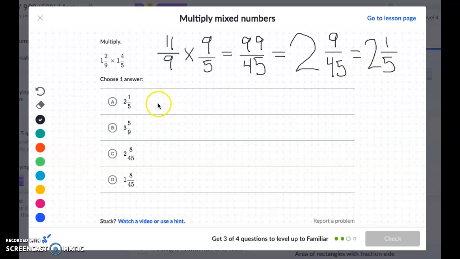So 2 1/5. Now I'm willing to guess that they put this in here thinking that 5th graders might think they did a math mistake and choose this answer. So don't give up on yourselves. If you had 9 9/45, just keep simplifying and we would have gotten down to the A answer.